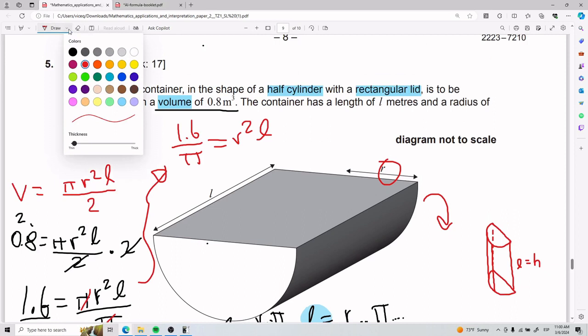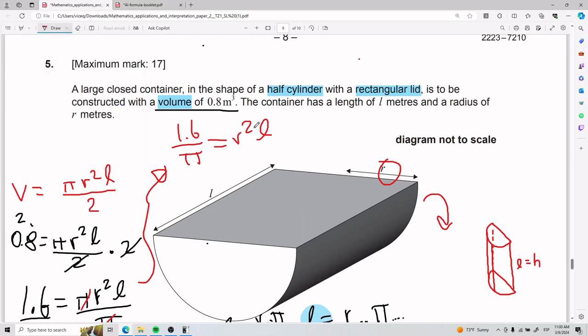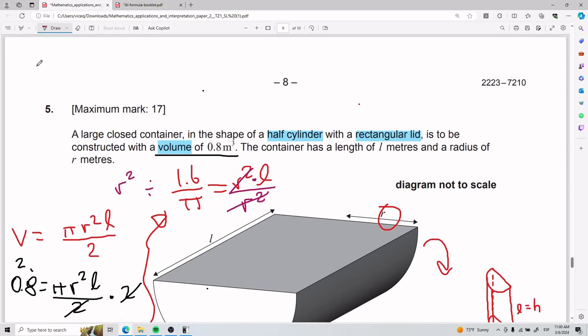Okay, how do I get rid of this r squared? Well, what is r squared doing to L? It's multiplying. So again, divide by r squared on both sides, which I know looks kind of weird, but technically it's just going to go on the bottom with this pi. So I end up with the final answer: L equals 1.6 divided by r squared times pi.